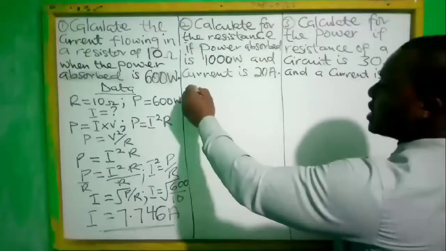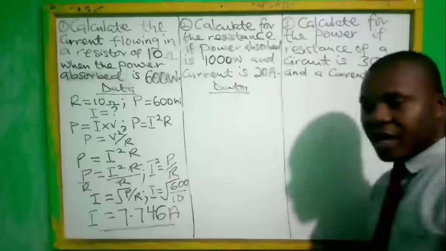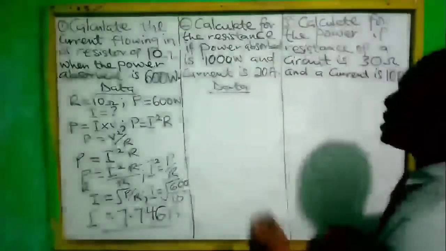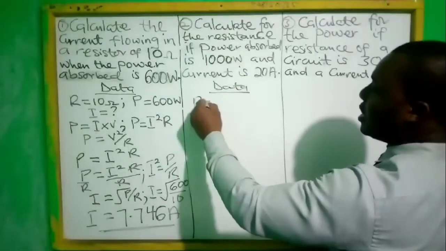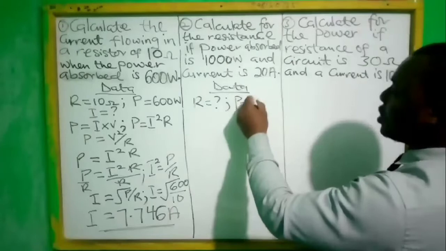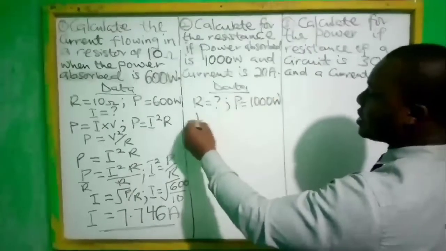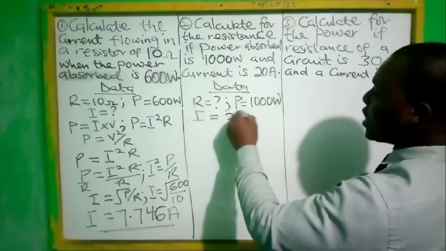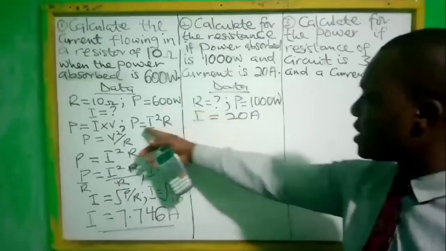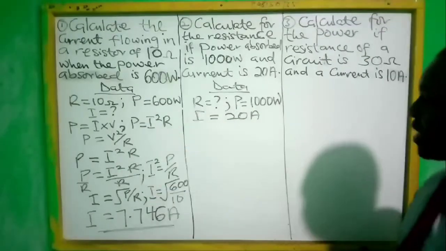Okay, so our resistance data, don't forget, bring your information out as data. So data: resistance is unknown. Power is equal to 1000 watts. And then current is equal to 20 amps. This time we have the resistance, power, and current, so we can still use the second formula.